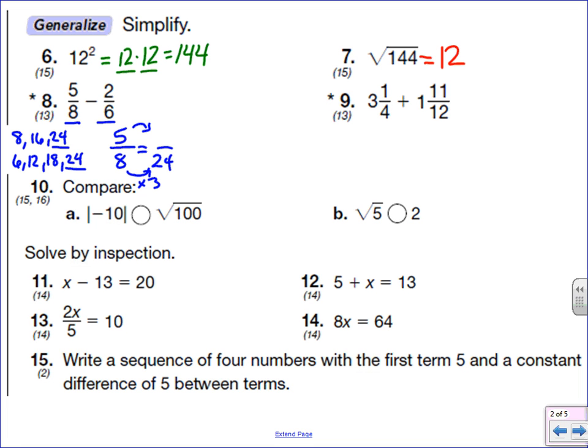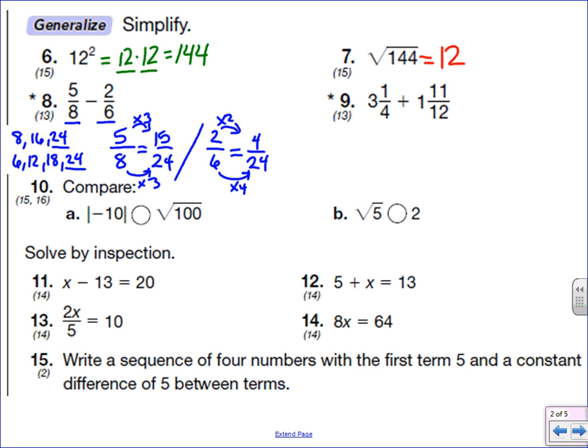Whatever I do to the denominator, I need to do to the numerator, the top number. 5 times 3 is 15. And then I do the other fraction, 2/6 into something over 24. And I say, how do I go from 6 to 24? Well, 6 times 4 would give me 24. Whatever I do to the bottom, I need to do to the top. 2 times 4 is 8. So 2/6 is the same thing as 8/24, and 5/8 is the same thing as 15/24.